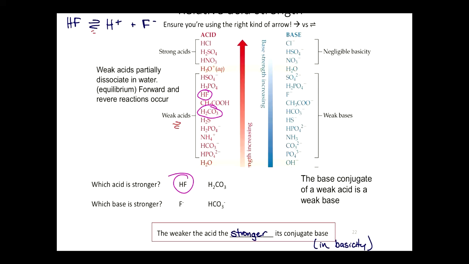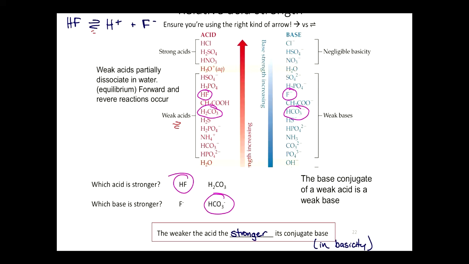All right, so then which one's the stronger base? Technically, do we even need this table to answer this? But let's answer it. So let's look for F minus and HCO3 minus. We're looking for the stronger base, so I don't want to be looking at the acid section. I want to look at the base section. So we are looking at F minus and HCO3 minus. You see that, remember, bases increase going down. So that means HCO3 minus is the stronger base.